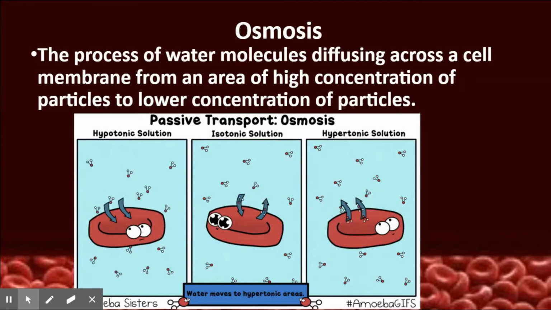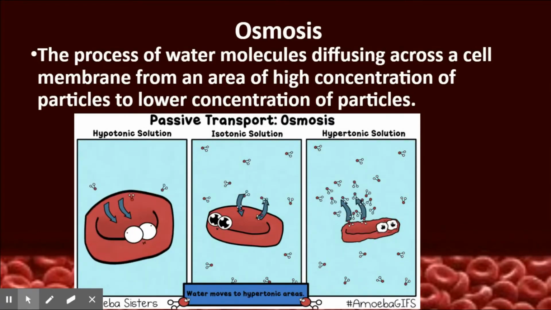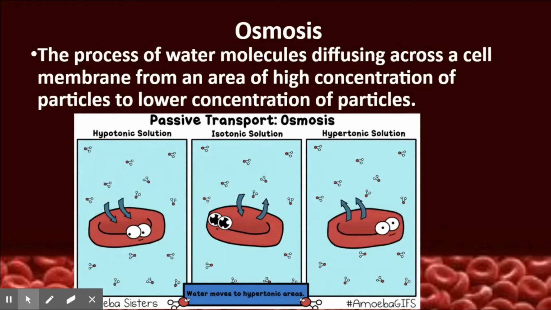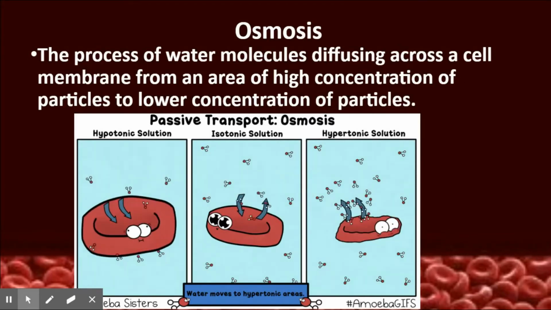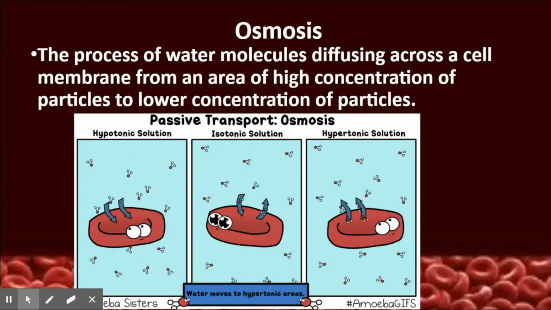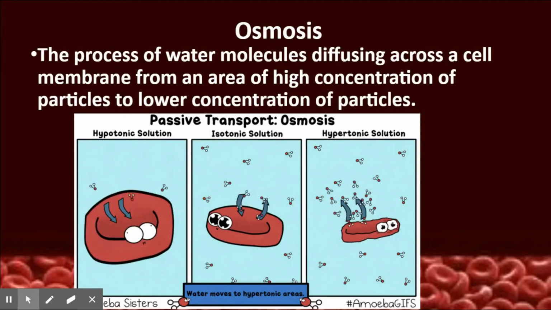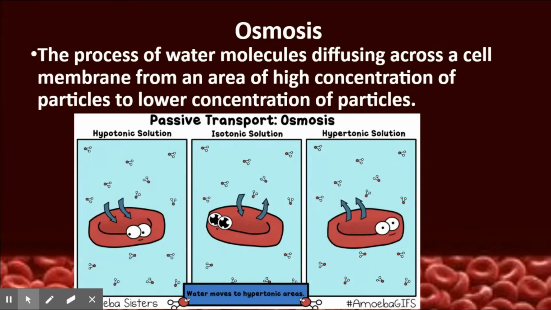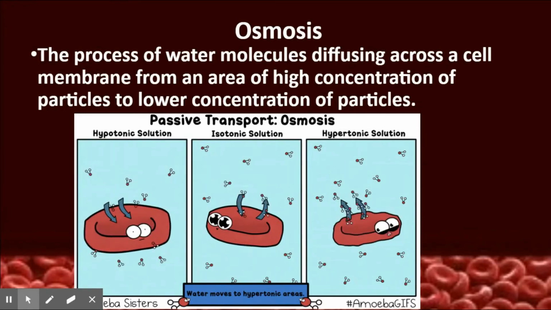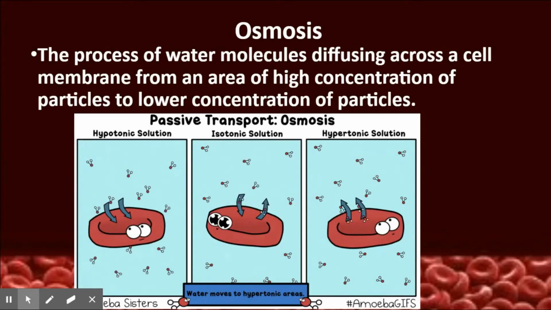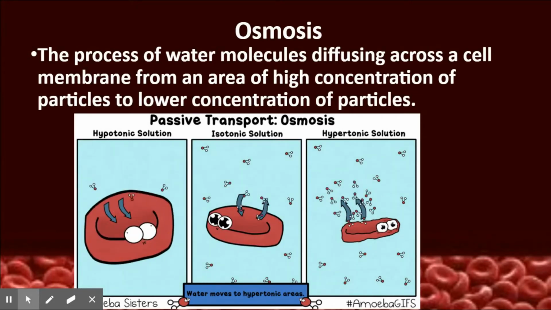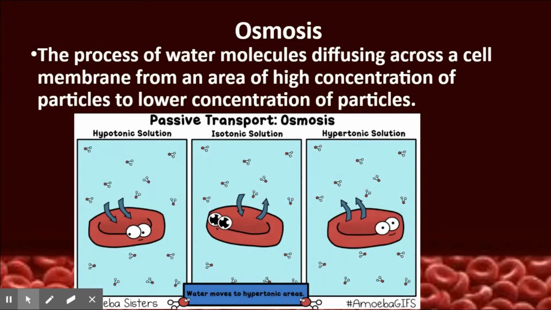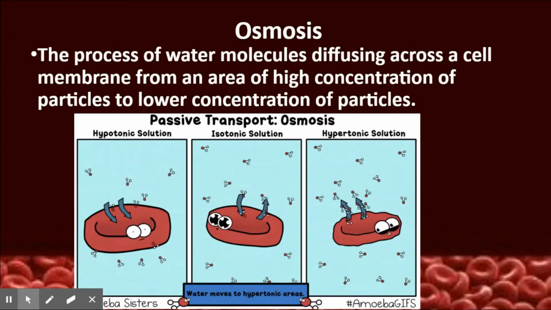So if we look at this first picture where it says a hypotonic solution. So in a hypotonic solution, the particles are all located inside the cell, so water is going to rush into the cell to try to dilute those out. And so when all the water goes in the cell, it's going to cause that cell to swell up.